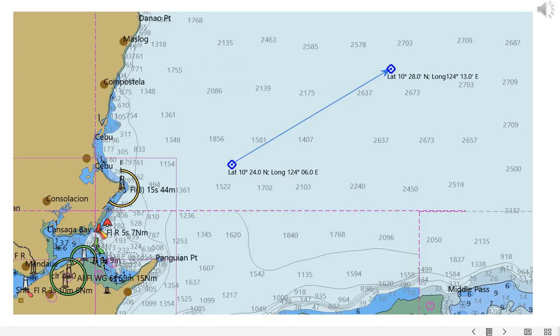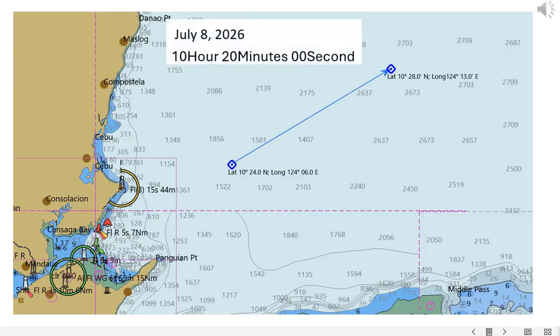Given information. From the illustration, we can identify the following parameters. Date: July 8, 2026. Local mean time, LMT: 10 hours 20 minutes 0 seconds. Ship's position: latitude 10 degrees 24.0 minutes north, longitude 124 degrees 6.0 minutes east.